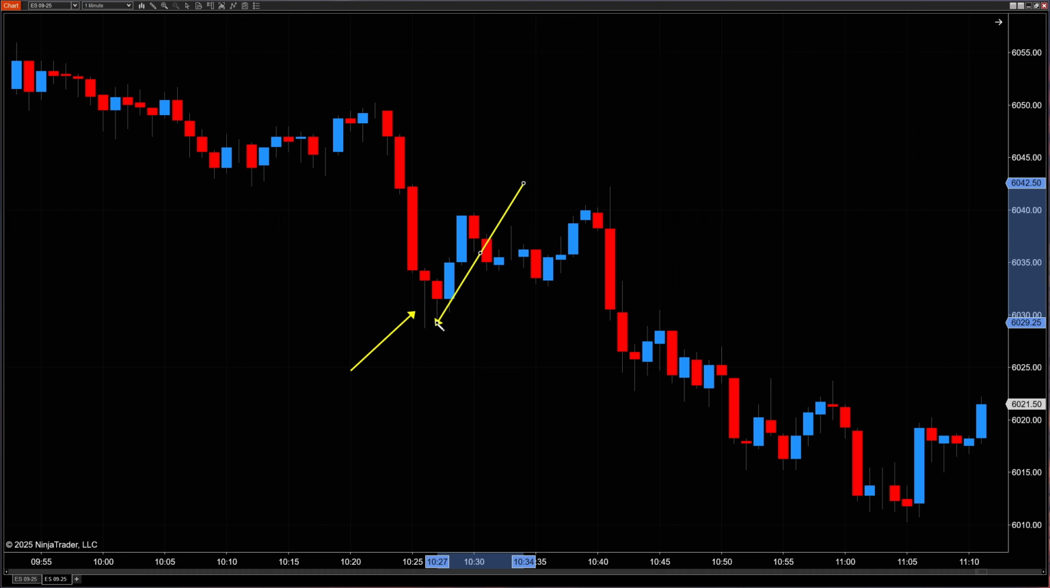And looking at this as a high probability target, the market will come back and visit that level.